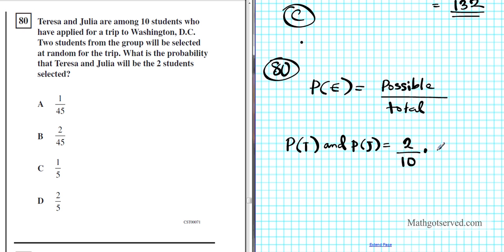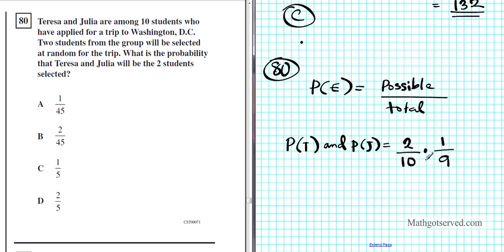So how many choices do we have for the next pick? If we've selected Teresa, we're left with just Julia, one person, or if we selected Julia, we're just left with Teresa. So after one person has been selected, and we're selecting only 2, we have a choice of picking one out of the remaining 9. Okay?